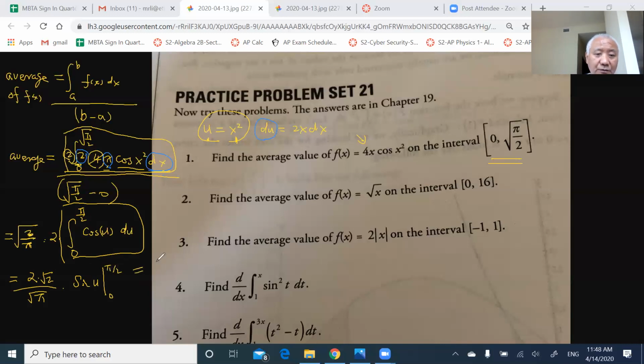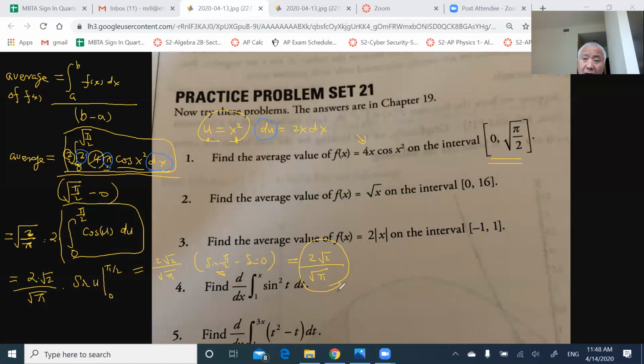So now you have 2 root 2 over square root pi, and then sine pi over 2 minus sine 0. Sine 0 is 0, never mind, and sine pi over 2 equals 1. So the answer will be 2 root 2 over square root pi. So that's the answer, okay?